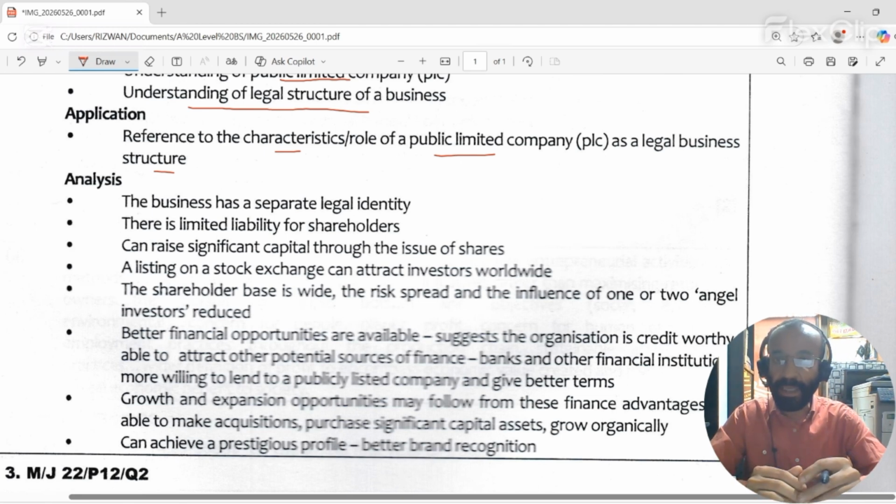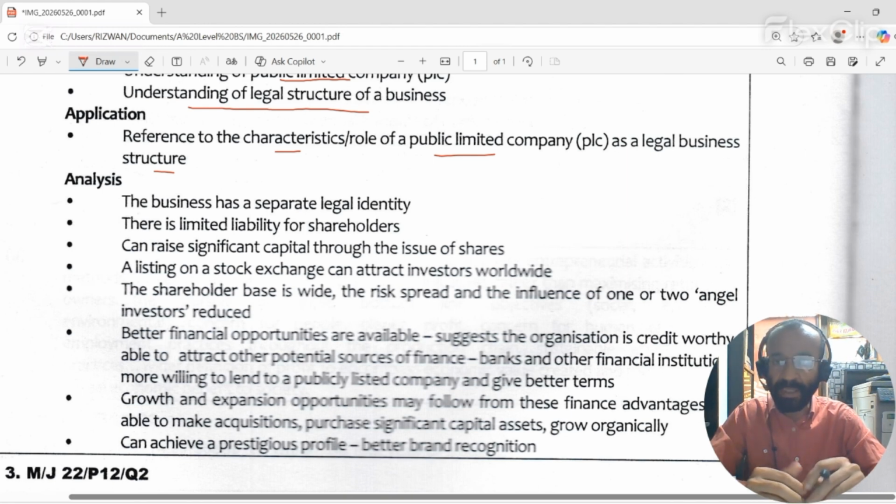The third point is raising capital through share issues. Because the business can split its ownership into millions of tiny fractions, that is shares, it can raise massive amounts of capital. What it means is that instead of relying purely on bank loans, the company can sell shares to institutional investors or the general public. This capital does not have to be repaid like a loan, and it doesn't incur interest charges either.